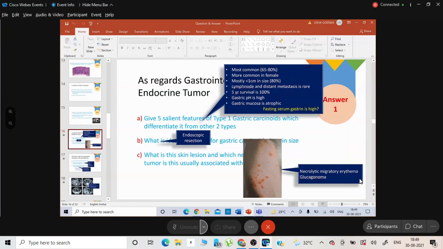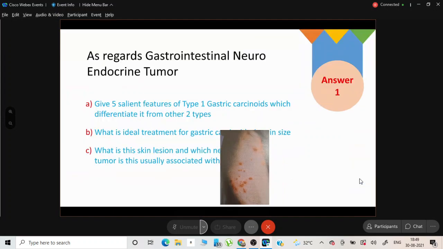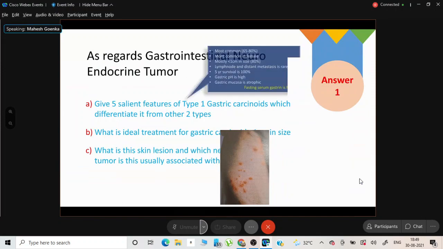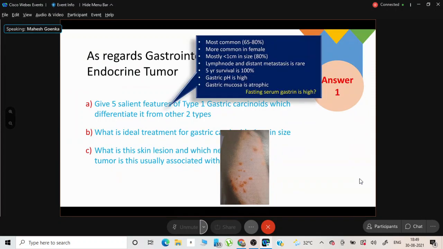Okay, so I'm quickly going through the same slides again with the answers. So when I asked 5 salient features of type 1 gastric carcinoid which differentiate from the other 2 types, I expected to find out that your answer is this is the most common type. This is more common in females because the other 2 are either equal in male or female, or the type 3 is more common in male. They're mostly less than 1 centimeter in size as compared to type 2 and 3.